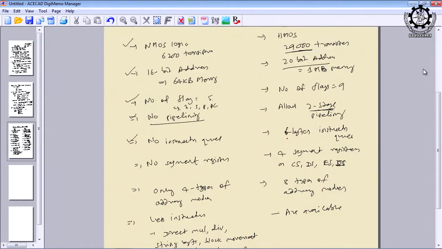Whereas 8086 supports a 6-byte instruction queue. 6 bytes means at least a few instructions you can bring in advance to the microprocessor and try to overlap the instruction execution in 8086.